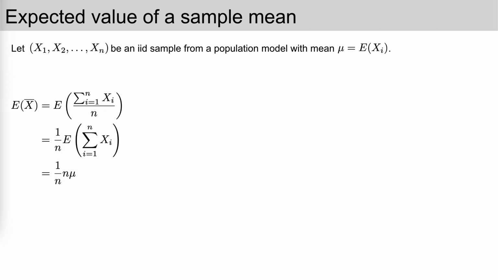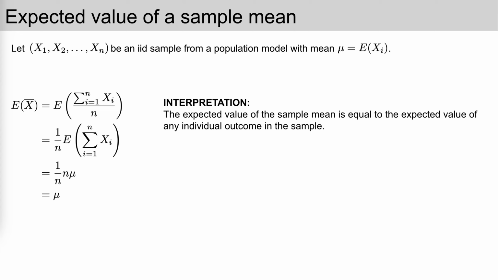And as we were just reminded, the expected value of the sample sum is n times mu, the expected value of the individual outcomes. Then these n's cancel out, proving that the expected value of the sample mean is simply mu. Stepping back, notice that the expected value of the sample mean is just equal to the expected value of any individual outcome in the sample. And this makes some intuitive sense.